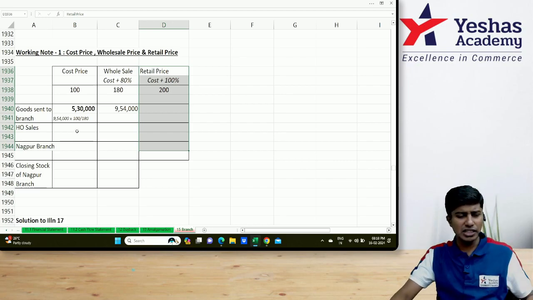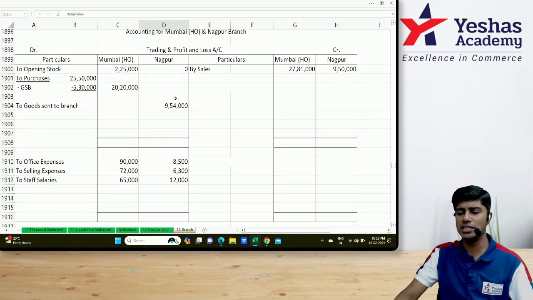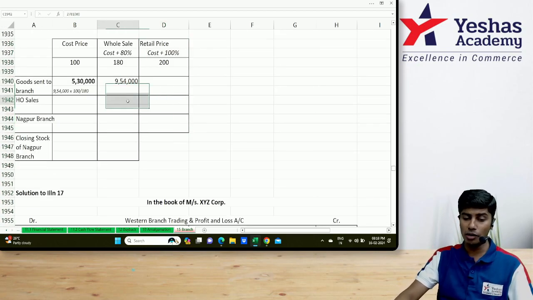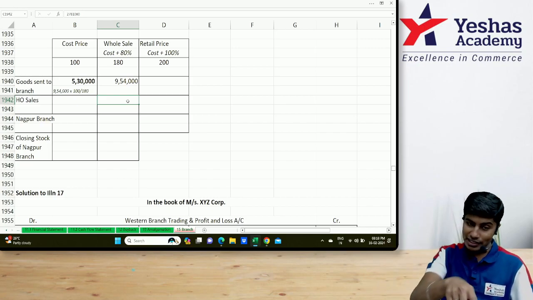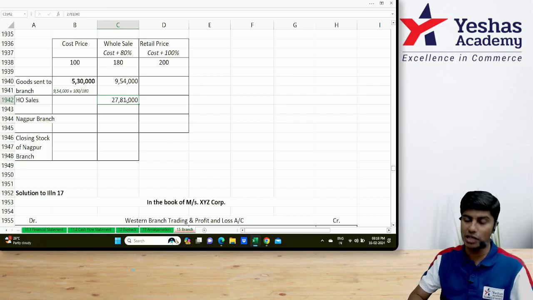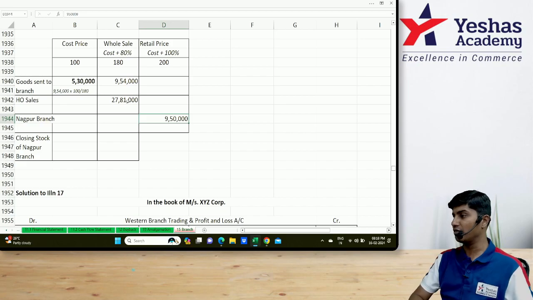Yes, fantastic. Now sales of head office. Head office sales 27 lakh 81, branch sales 9 lakh 50. We can't write in the same column. There we wrote in catalog price column and invoice price column. Like that here, head office sales is in wholesale price, 27 lakh 81. Branch sales is in retail price, 9 lakh 50.